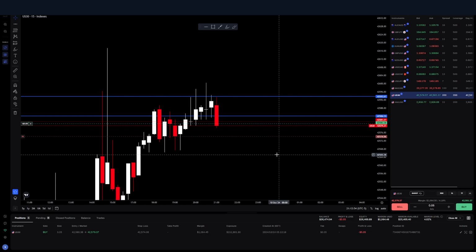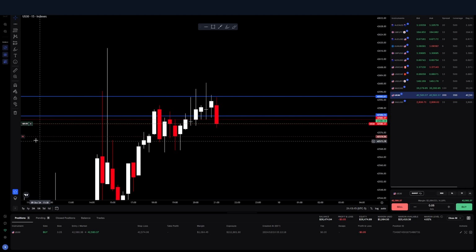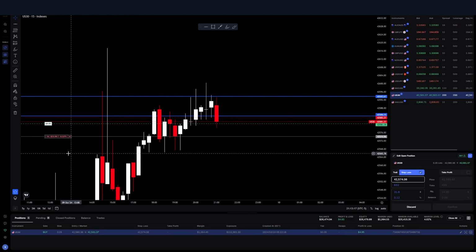Now, again, trading is all about emotions. The way I trade, if the trade goes into profit, then if I'm able to monitor my trades, I'll adjust my stop loss. Again, this is how to set a stop loss with Tradelocker. Super easy, friendly to use.